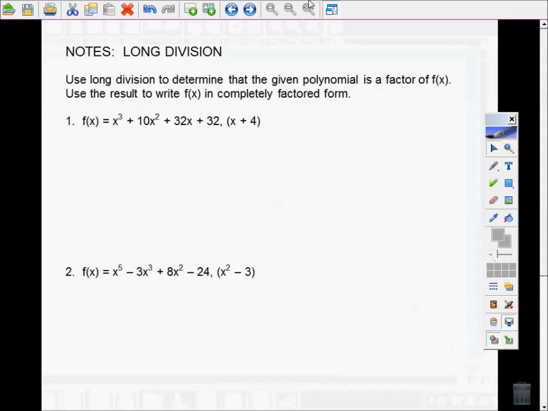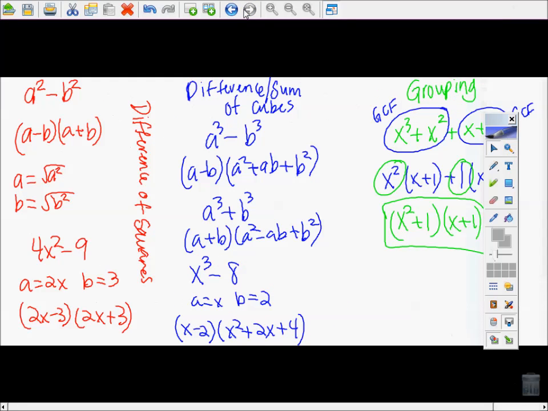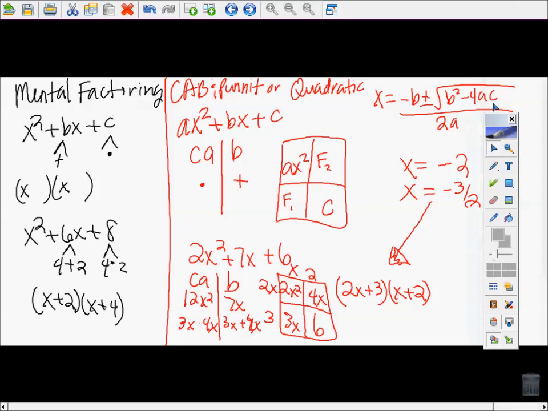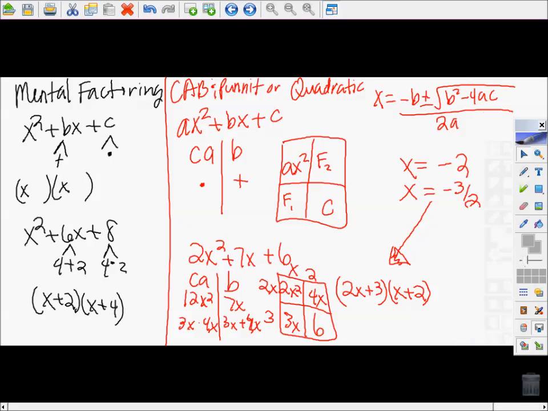First thing we're going to talk about is factoring. There are rules from factoring that you learn from Algebra 1 and Algebra 2. The first rule is mental factoring, and with mental factoring, you have the format x squared plus bx plus c.